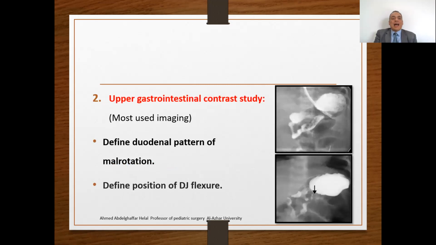The second one is the upper gastrointestinal contrast study, which is the most used imaging for diagnosis of intestinal malrotation. It will define the duodenal pattern of the malrotation, and also the position of the DJ junction to the left of the midline. As we see, this is the stomach and the duodenal bulb and the C-shape with the DJ junction to the left of the spine. This is the spine, and the junction is present to the left of the spine also in this image.